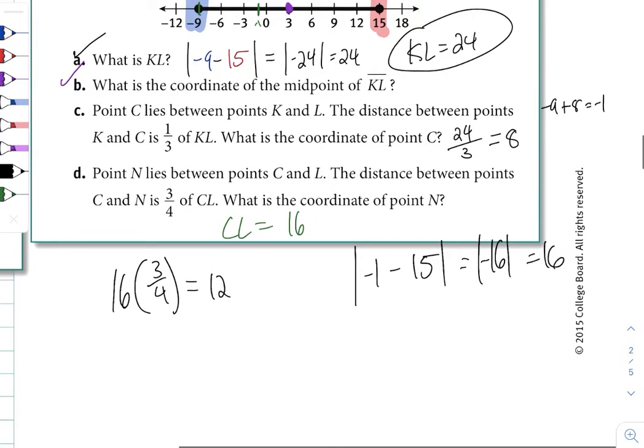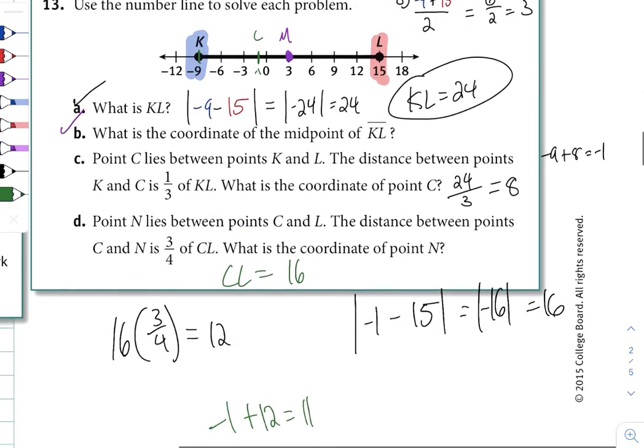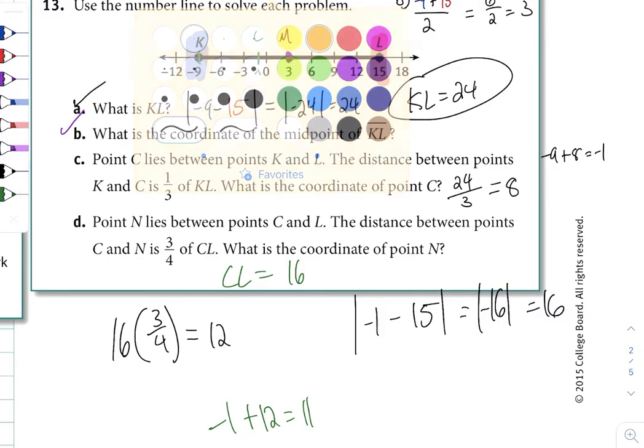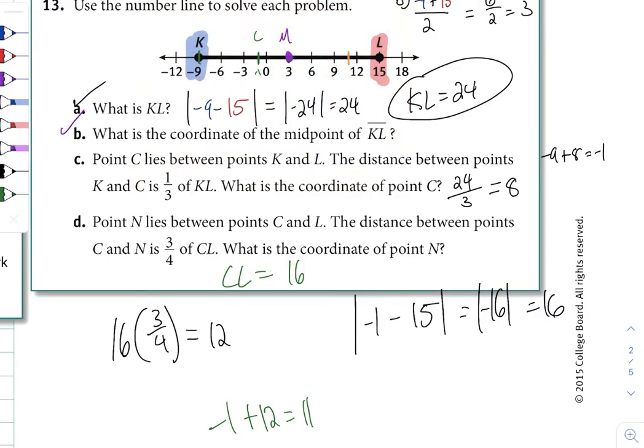So I need to go from that negative 1 up 12. So I'm going to add 12. That brings me to 11. So N needs to be at 11. So I can add that in there. Right, 11. There is no spot for 11, so that's why I had to add one in there where I thought about where it would be.